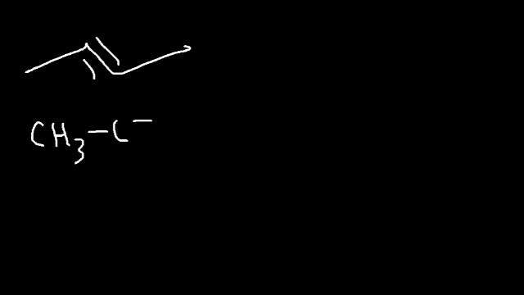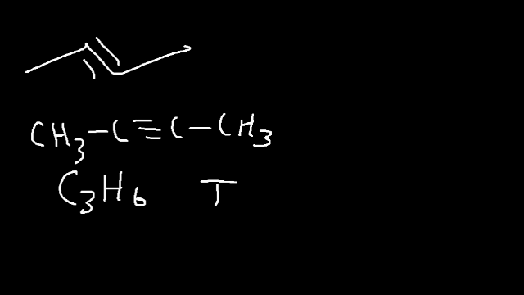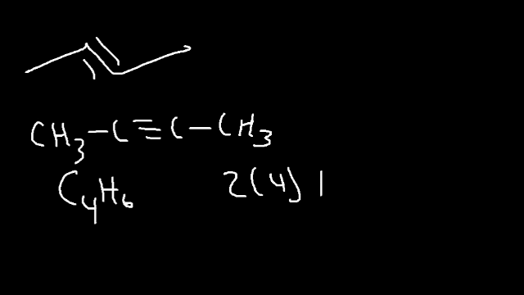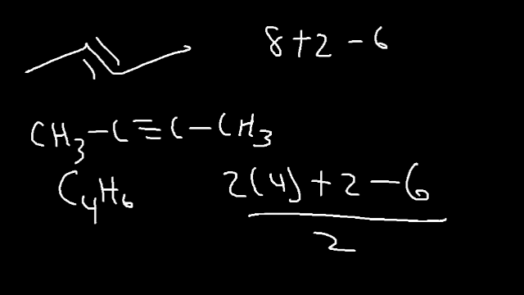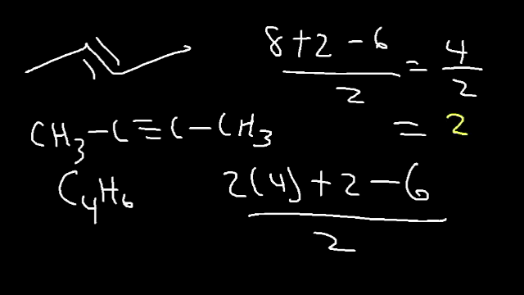Now for a triple bond, like 2-butyne, it's going to be CH3C, triple bond C, CH3. So it's C4H6. So using the equation, it's going to be 2 times 4 plus 2 minus the 6 hydrogens divided by 2. So that's 8 plus 2 minus 6. 8 plus 2 is 10. 10 minus 6 is 4. 4 over 2 is 2. So you can see that triple bonds have an IHD value of 2.